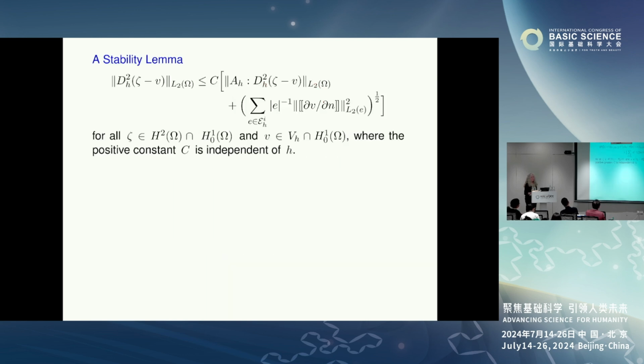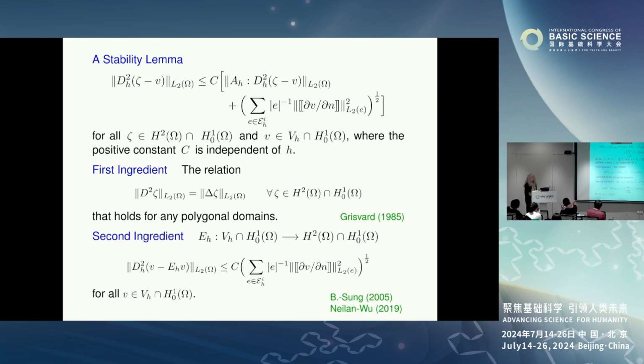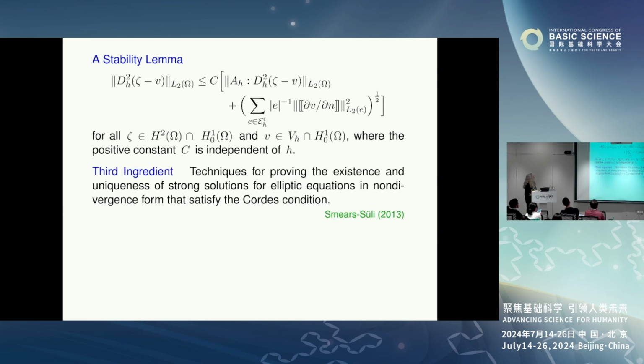We have a stability lemma that's already in the literature in slightly different forms. So I'll just describe the ingredients behind this lemma. The first ingredient is a relation for H2 functions that vanish on the boundary of a polygonal domain. The second ingredient is an enriching operator, EH, that satisfies this estimate. The third ingredient involves techniques for proving the existence and uniqueness of strong solutions for elliptic equations in non-divergence form that satisfy the Cordes condition.